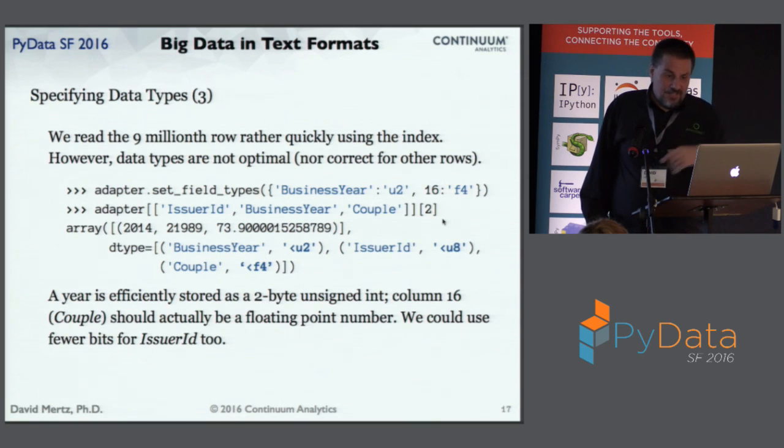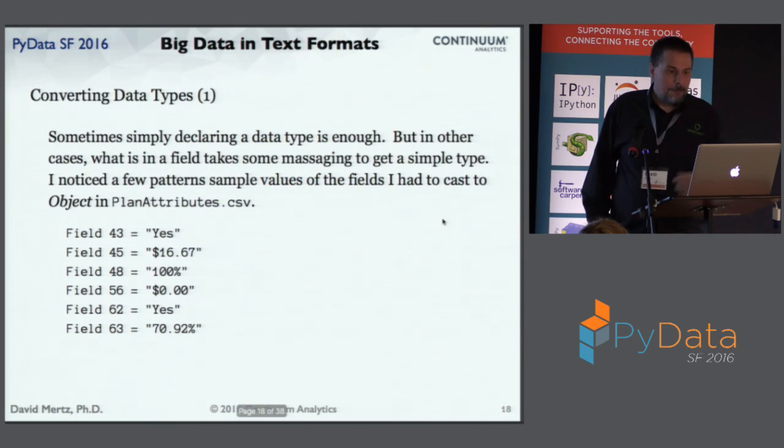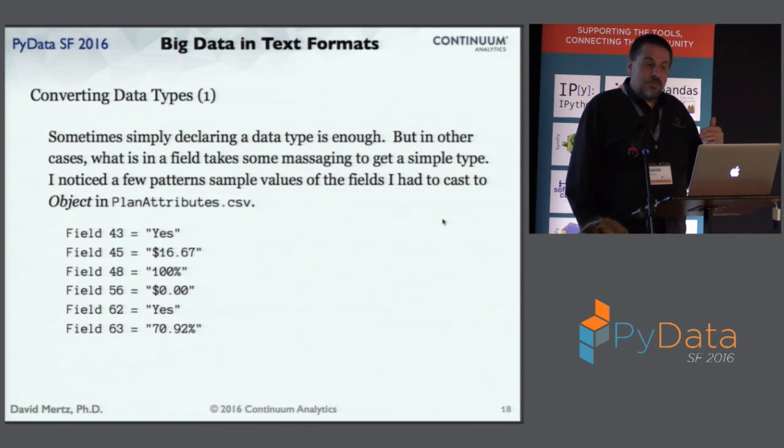And I just mentioned in sort of the footnote that probably issuer ID doesn't really need 8 bytes. It could probably be some smaller number to store that number, but I'll just leave it as that for now. But there's some more we can do when we create these adapters. We can actually create an adapter that massages the data as it comes into the adapter, or when we actually access it.